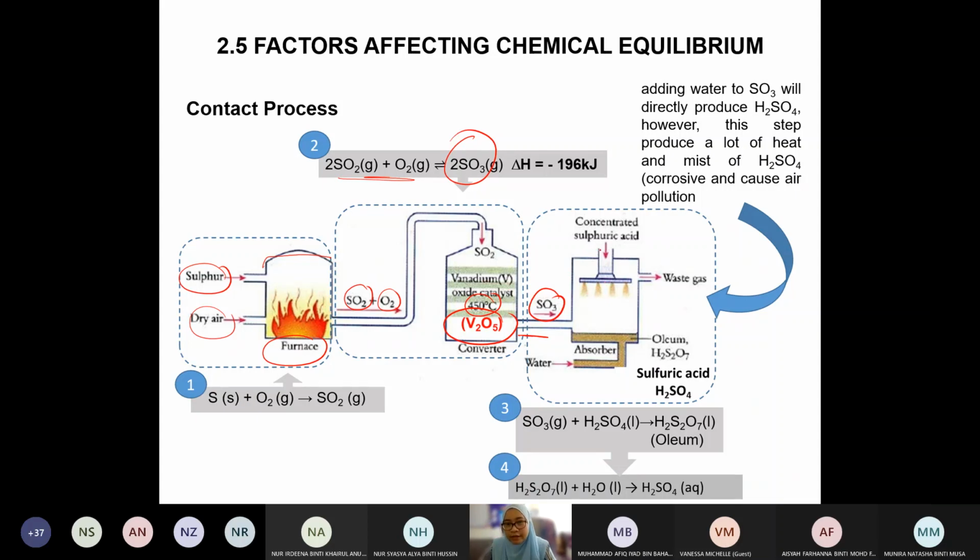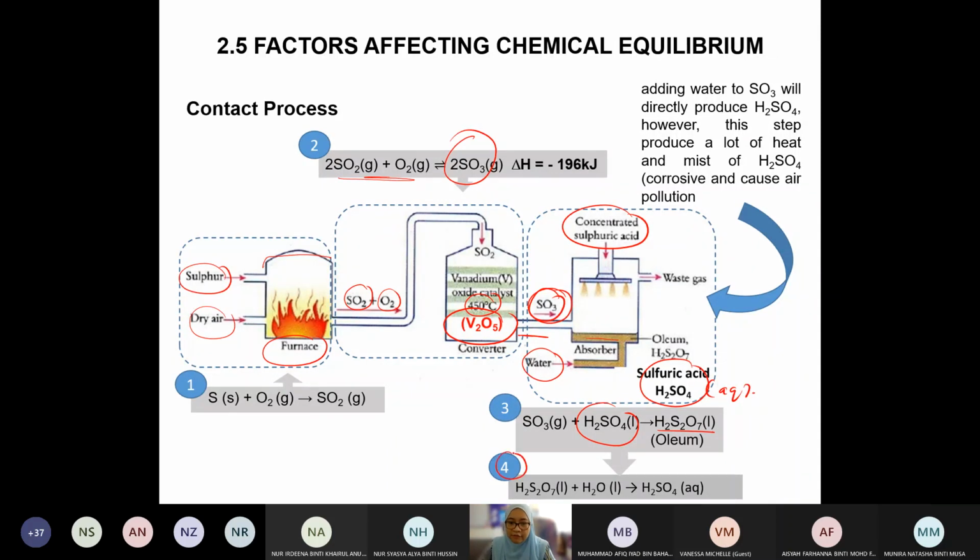Alright. And then later on the SO3 just now will react with H2SO4, this one, concentrated sulfuric acid, and it will produce oleum. So this is oleum. Like I said, it is actually a concentrated sulfuric acid. It will add water and produce sulfuric acid in aqueous state.